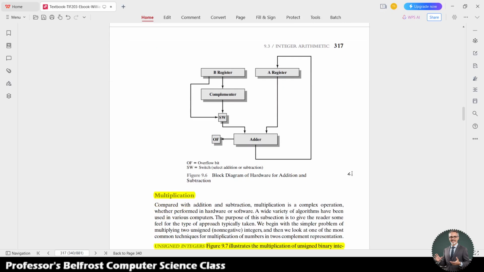And here's the block diagram of hardware for addition and subtraction. So we have two registers, B register and A register. B register is fed to the complementer, complementing to the SW. Also, B register goes directly to the SW, and the SW does an operation and passes it to the adder, with the A register to the adder. Then we have the overflow bit, OF. The switch is actually, I think, like a multiplexer, and it's fed back.